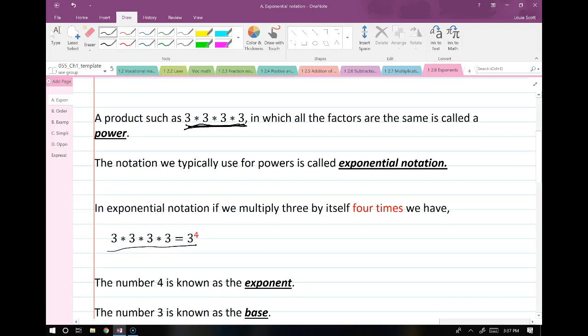All right, the 4, the number of times that thing is being multiplied together, goes up here. We call that the exponent. Whatever the thing is that's being multiplied together, that's called the base. That goes down below. The exponent should be a little bit smaller, or well, a lot smaller, really.